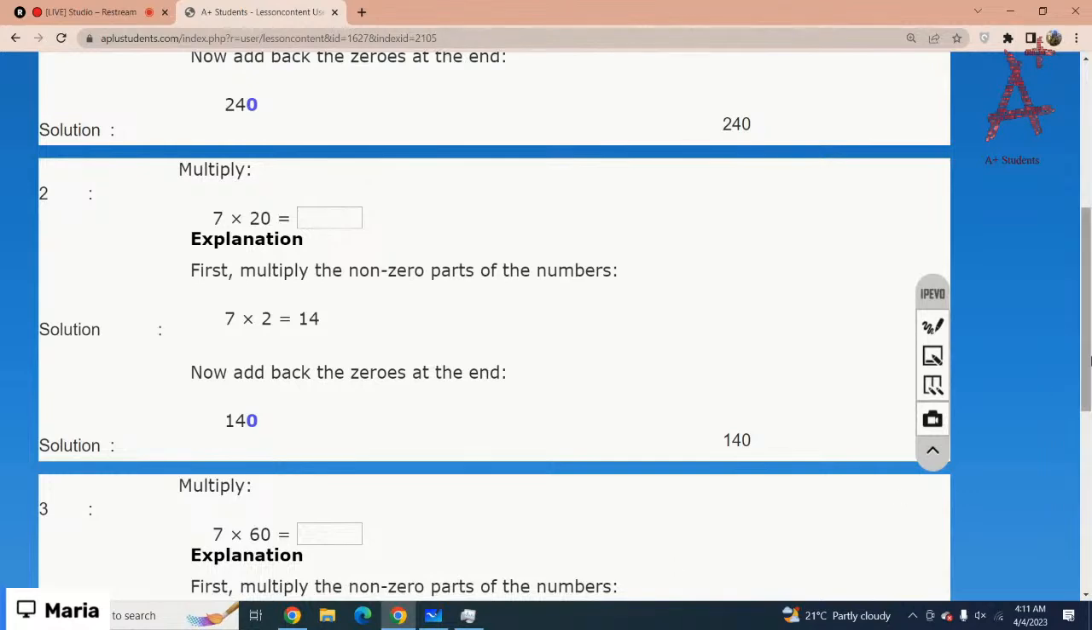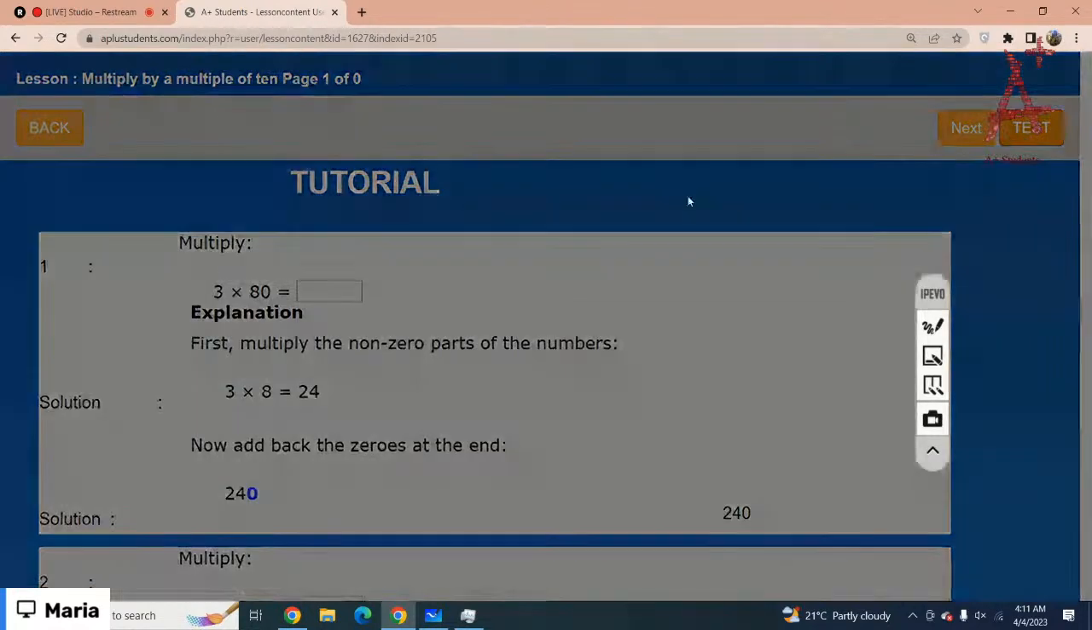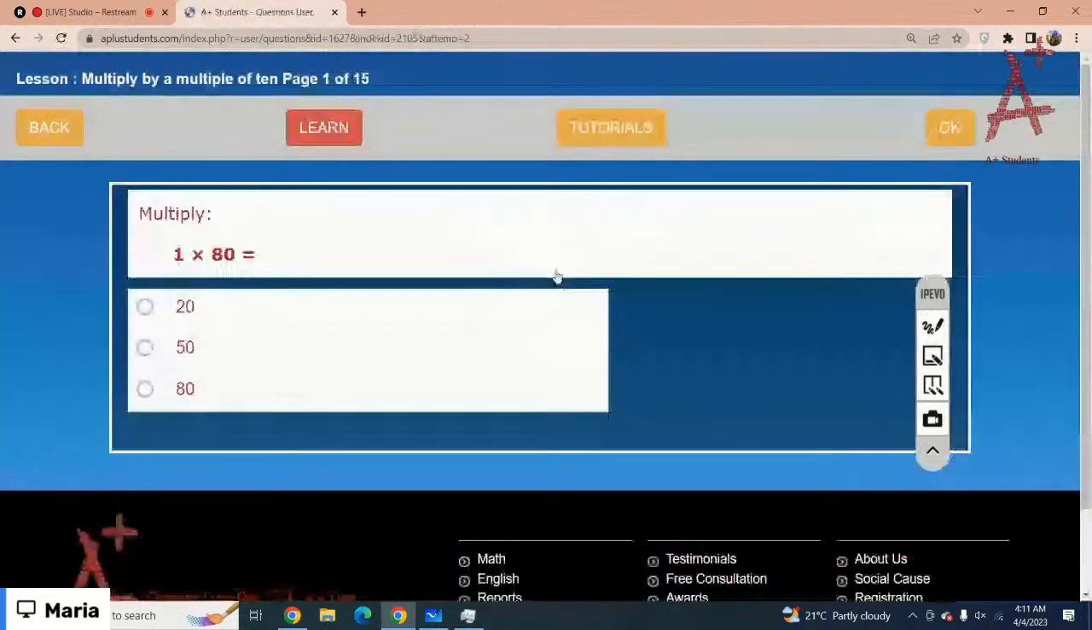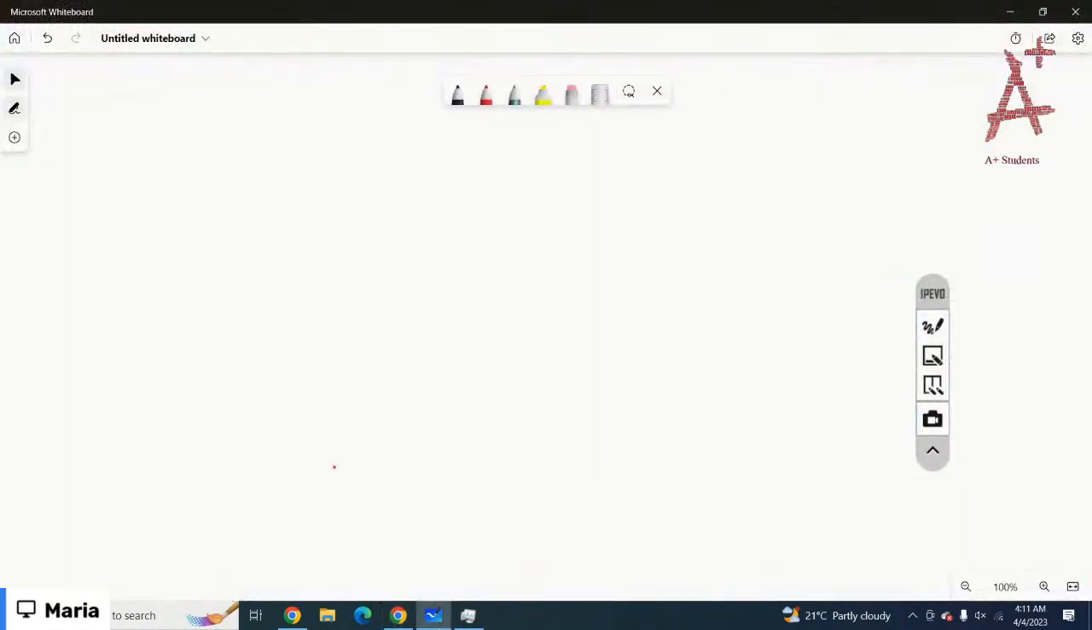Let's start with the practice questions. Okay. 80 times 1 is... just multiply the non-zero numbers. The non-zero numbers are 1 and 8. So 1 times 8 is 8. Then we add the 0 at the end. So it would be 80. Got it?